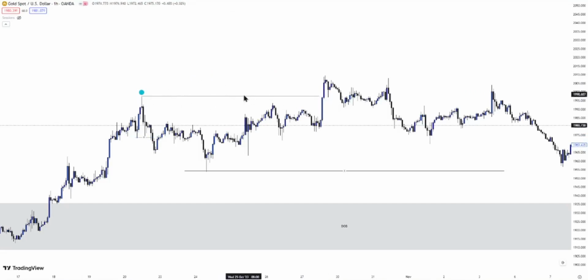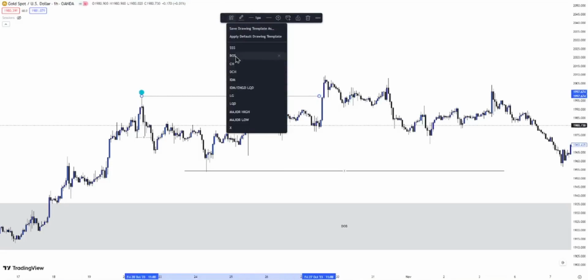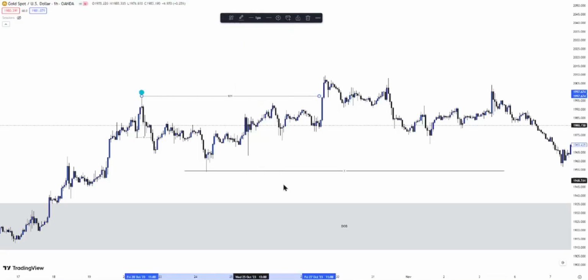And once price closes above, what do you call that? That becomes your break of structure in the market, guys. This is your break of structure. So we must denote that this is your BOS. And after that BOS, look at it.